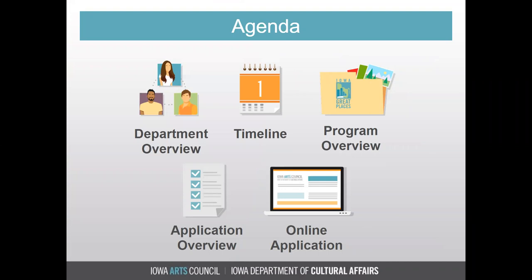So the purpose of this webinar is to familiarize yourself with the Iowa Arts Council, the division of the Iowa Department of Cultural Affairs, which is the state agency that manages the designation program. To introduce you to our Iowa Great Places designation process and to tell you about the goals for this program and how to successfully apply using the online application system.